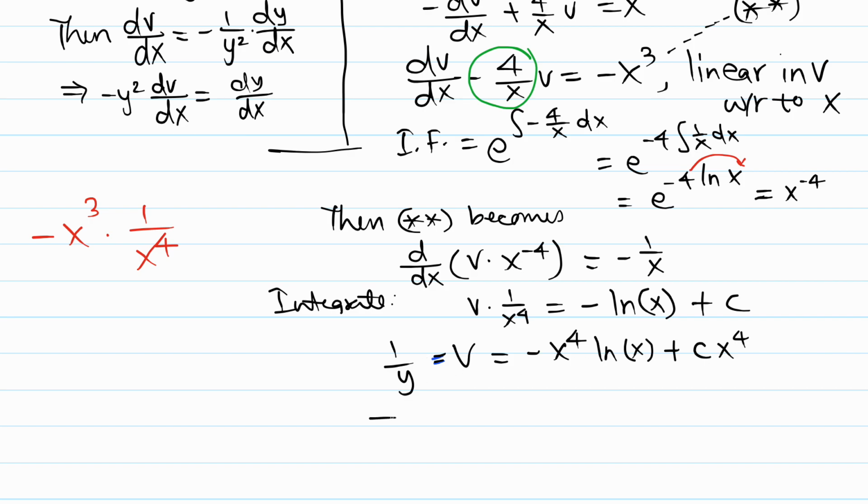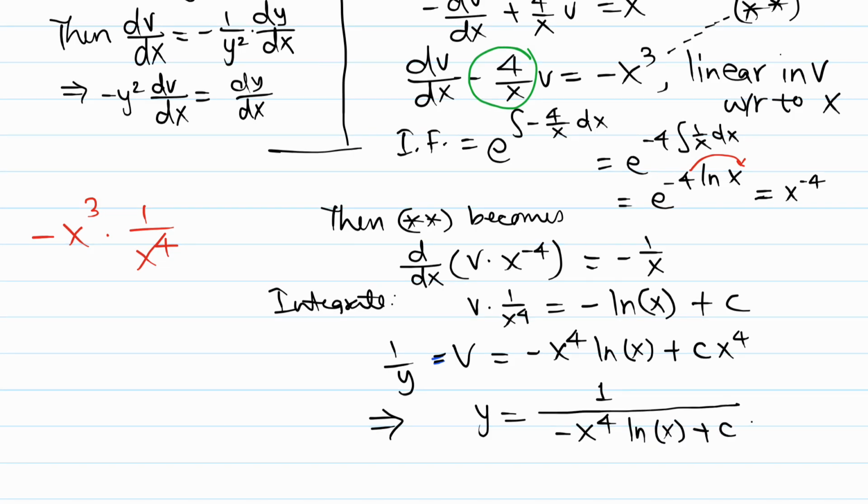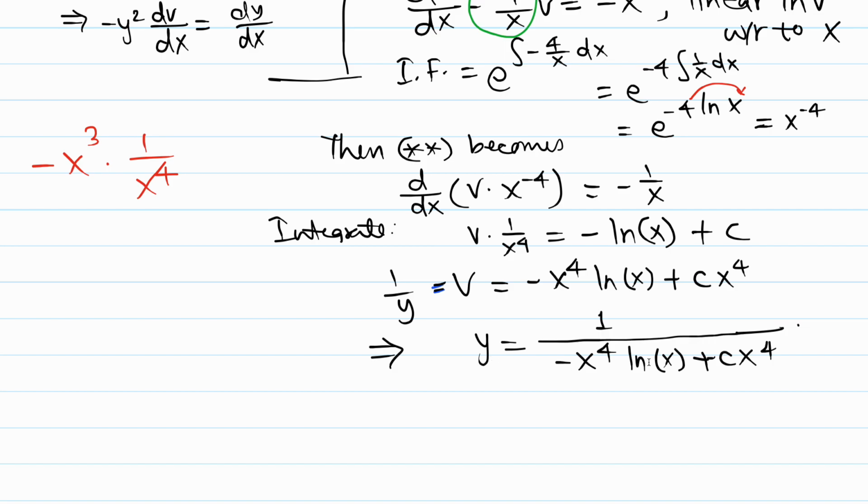Then what is y? So 1 over y means we need to take the reciprocal. Okay, that's the extra step I just squeezed in here. So y equals 1 over everything. Okay, do not try to separate. Everything means negative x to the 4th natural log of x plus c x to the 4th. Okay, that's the final answer, so y in terms of x.